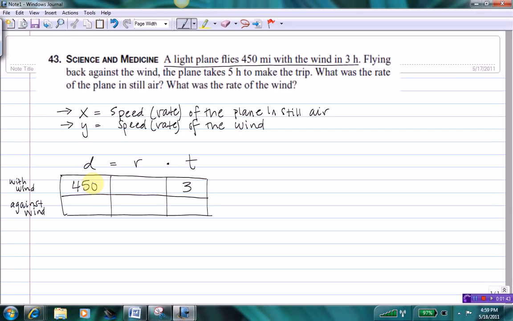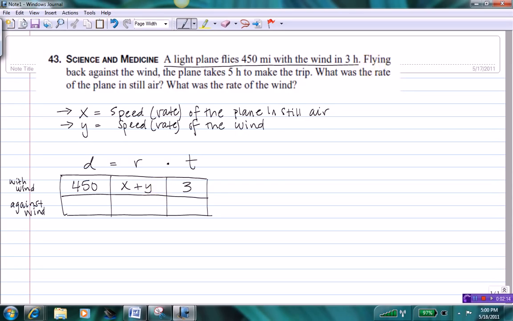And to fill in the rate, when we think about a plane flying with the wind, that implies that the plane is going to go faster than it would in still air because the wind is kind of helping it along. So if we take the speed of the plane in still air and add the speed of the wind, we're going to get a larger number that represents a higher speed, and so the rate of the plane with the wind can be represented by this expression x plus y.